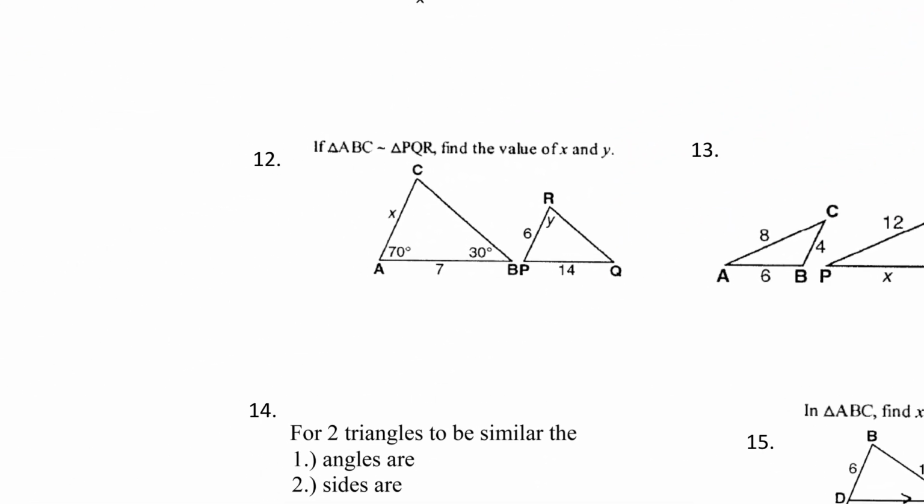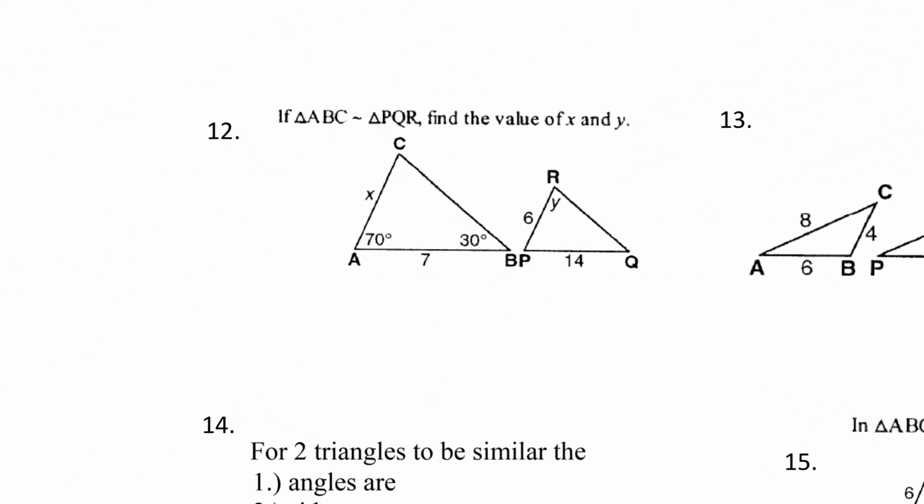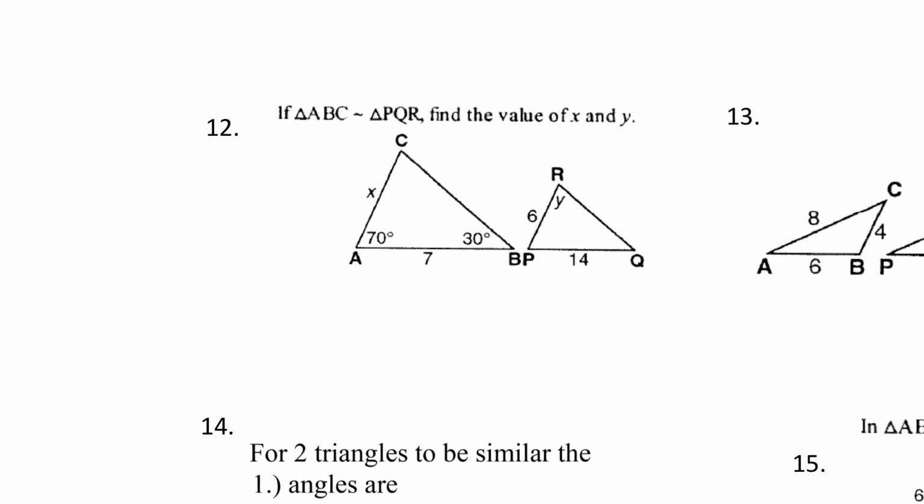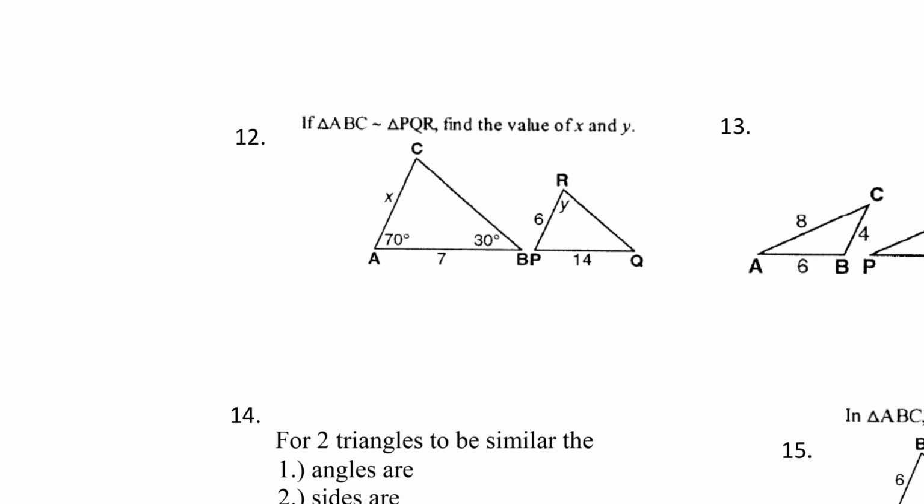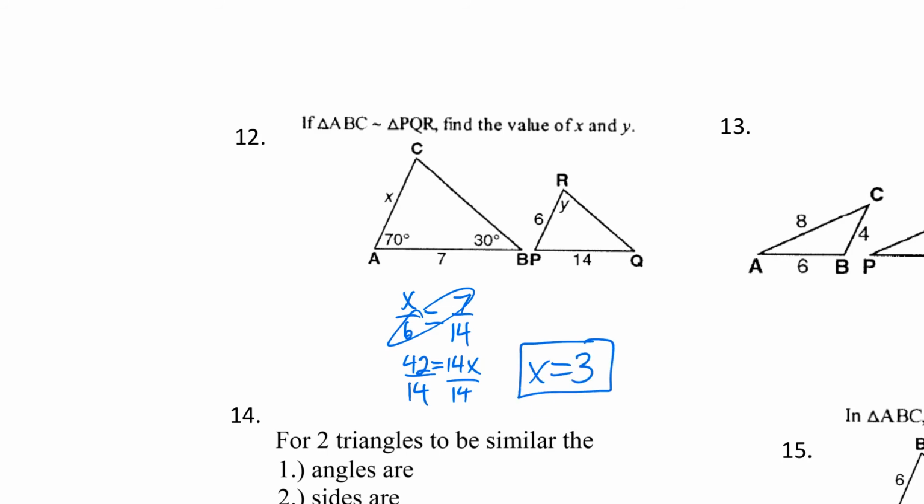All right, number 12. And this problem's kind of messed up because it's not really drawn to scale, because you got 7 on the bigger one and 14 on the smaller one. That doesn't make sense, but we're going to go with it. So x is to 6 as 7 is to 14. So 42 equals 14x. Divide both sides by 14. And so x should equal 3.